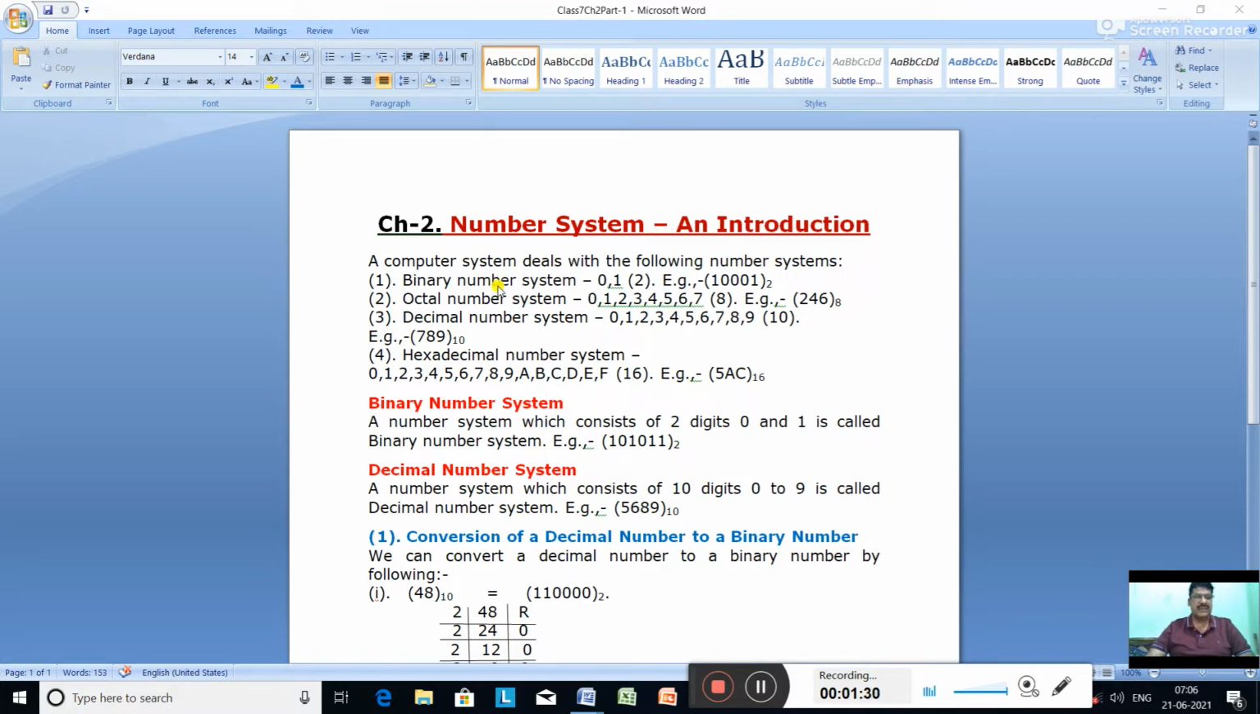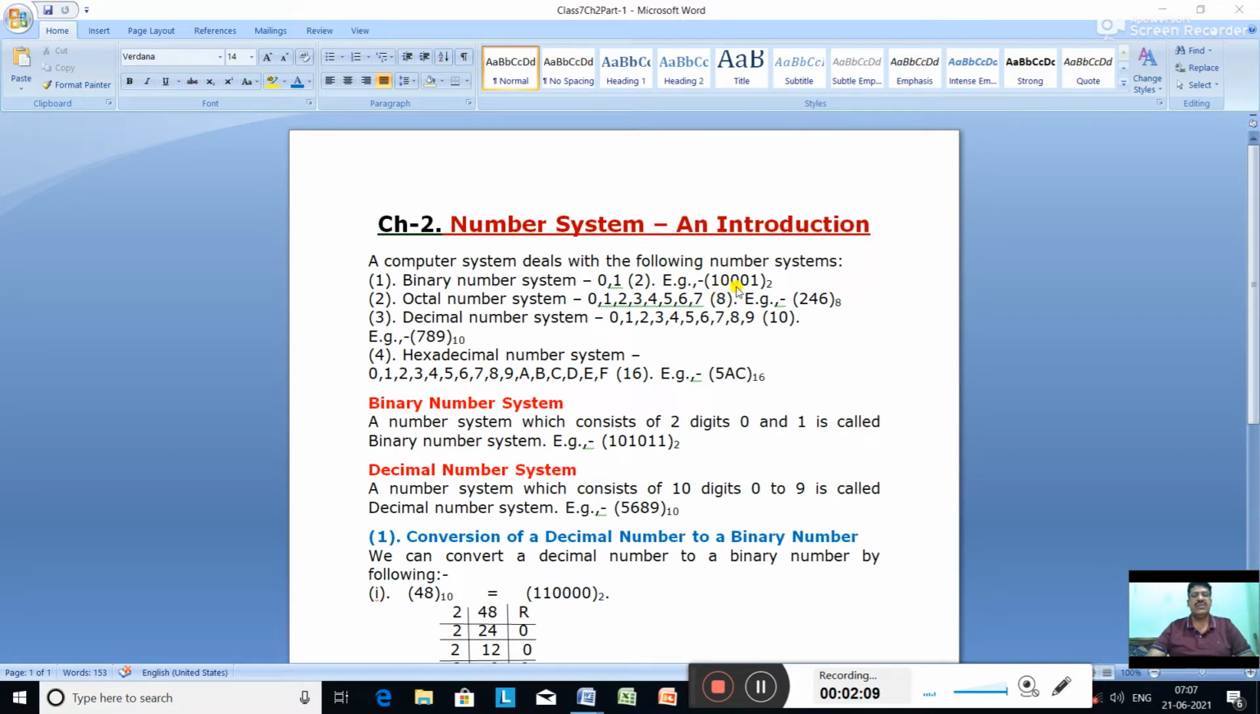So a computer system deals with the following number systems. The different number systems are binary number system, octal number system, decimal number system, hexadecimal number system. Bi means 2, so a number system which consists of only two digits, that is 0 and 1, is called binary number system. And what are the digits used in binary number system? 0 and 1. So two digits.